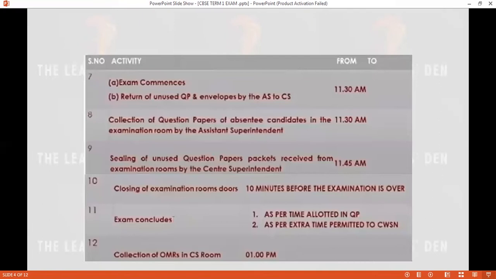Then the exam will conclude as per the time allotted in the question paper, because different subjects have different times, and extra time will be given to CWSN candidates who have mentioned this already in their registration. No extra time will be allotted to any other candidates apart from the CWSN candidates. Then collection of OMR sheets will take place in the room by 1 p.m.